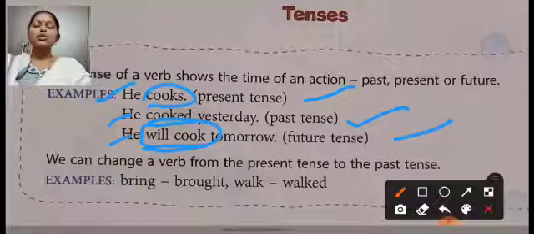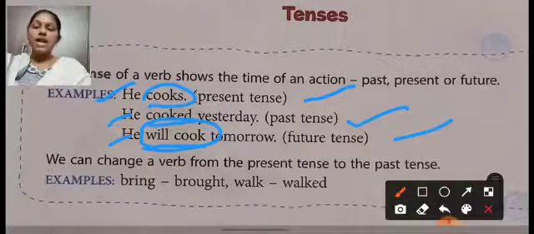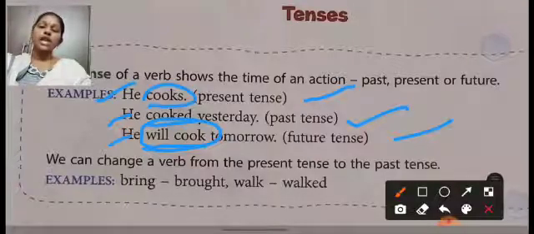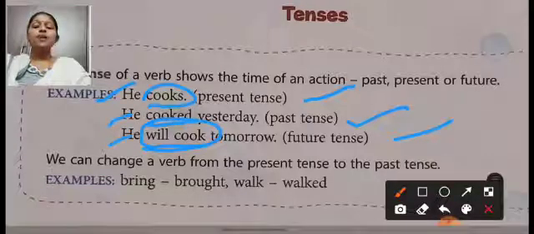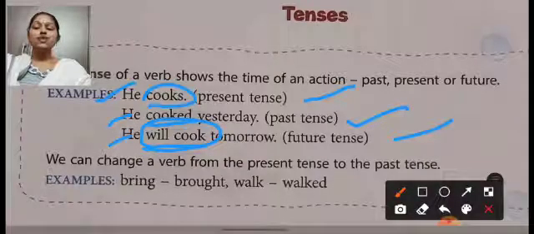Present tense is used to talk about the actions of present time. Past tense is used to talk about the actions that are done in the past, already completed actions. And future tense, we talk about the future actions, those which will be done in the future time. So that is future tense. These are the three different tenses.